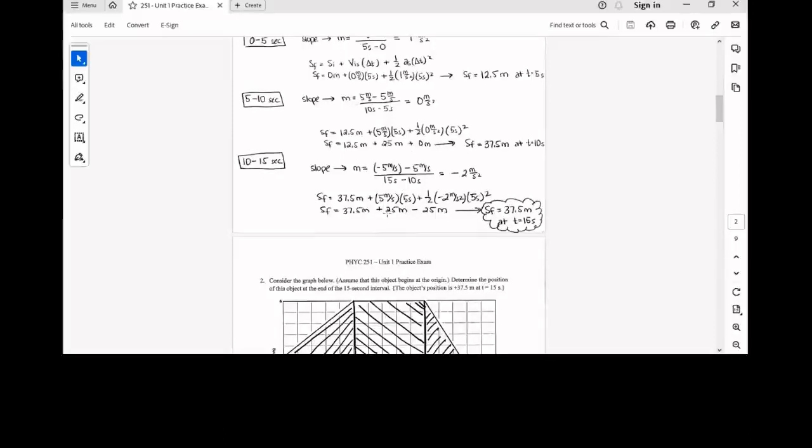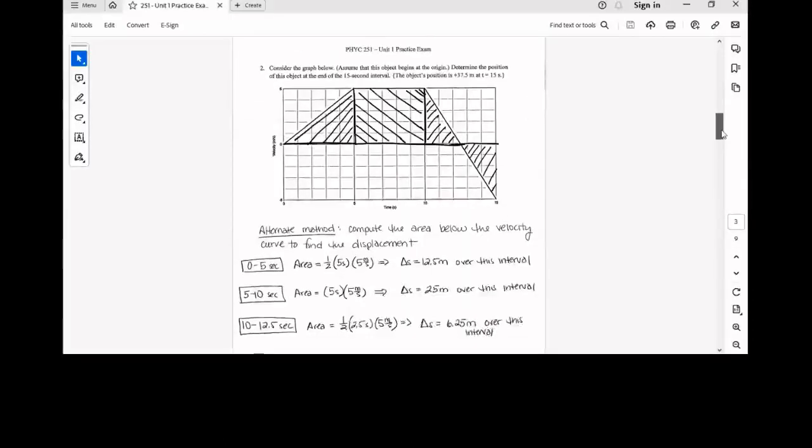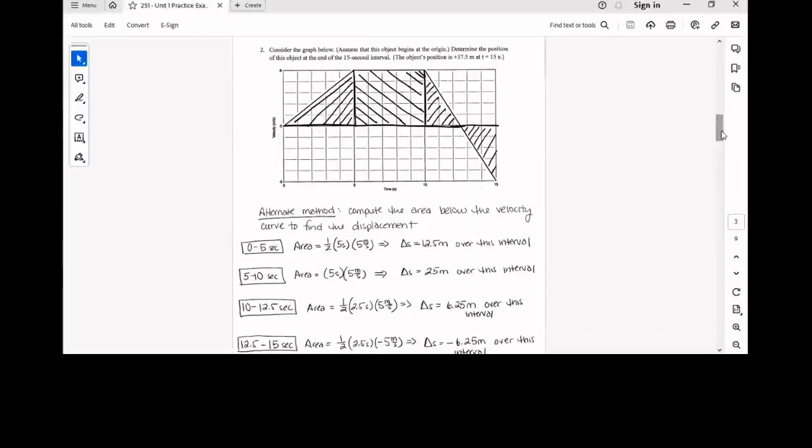And what I find is that over the interval between 10 and 15 seconds, the object rolls or moves forward, then moves backward by exactly the same amount. So I'm adding 25 and then subtracting 25, so that at t is equal to 15, the object is at 37.5 meters. The other way you can do this is to compute the area below the curve.